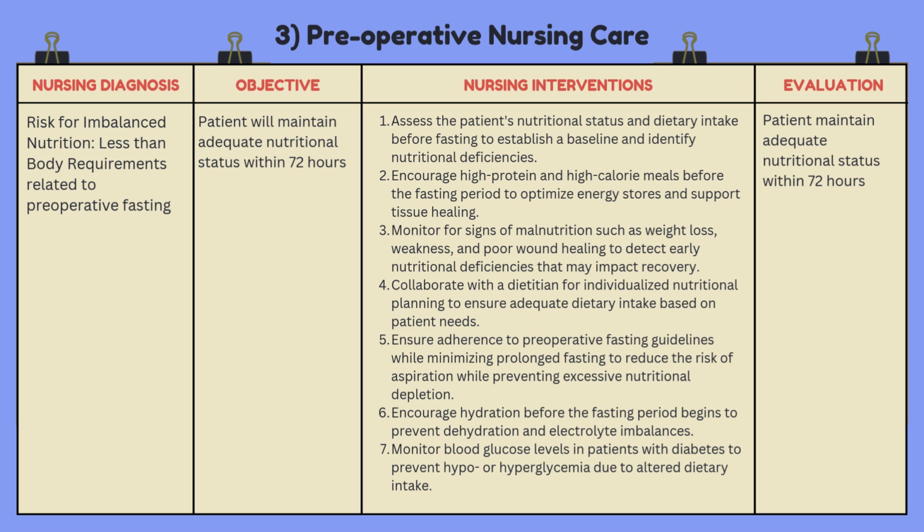Ensure adherence to pre-operative fasting guidelines while minimizing prolonged fasting to reduce the risk of aspiration while preventing excessive nutritional depletion. Next, encourage hydration before the fasting period begins to prevent dehydration and electrolyte imbalance. Last one, monitor blood glucose levels in patients with diabetes to prevent hypo- or hyperglycemia due to altered dietary intake. For evaluation, the patient maintains adequate nutritional status within 72 hours.